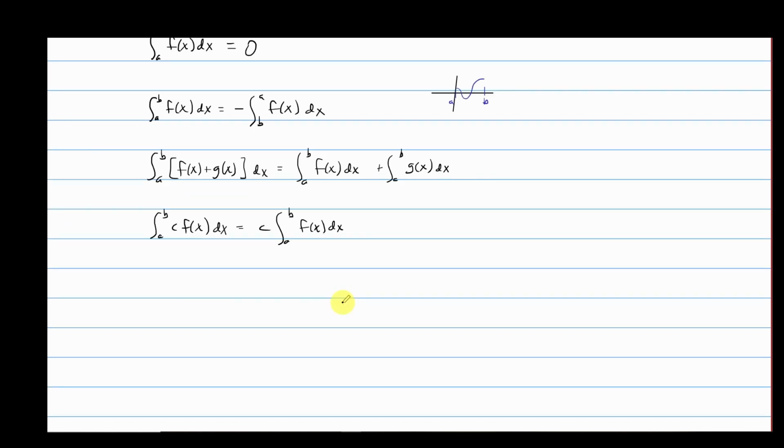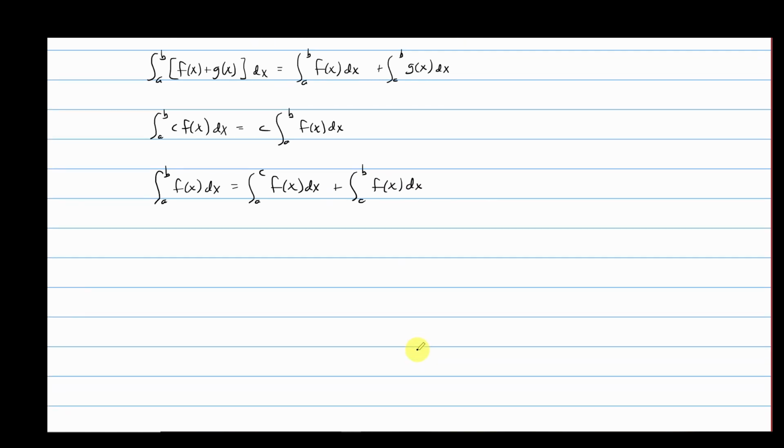Now this last one is going to be a confusing one, so we're going to spend a little time going over that. If I have the integral from a to b of f of x dx, I can write that as the integral from a to c of f of x dx plus the integral from c to b of f of x dx. What I want to do is draw you a picture to illustrate what's going on with this last one. Okay, so here's a graph. Let's suppose I have some function. I have an a and I have a b. So the integral from a to b of f of x dx is all of this area.